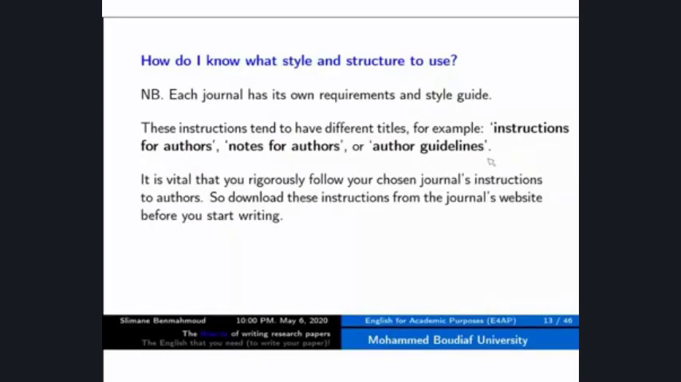Well, you have to rigorously follow your chosen journal's instructions to authors. It means that you have to follow exactly what is given in this author's guide. You have to download it, print it, and follow it to prepare your paper.